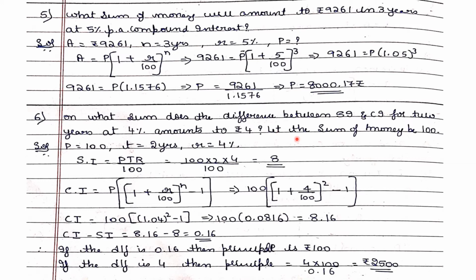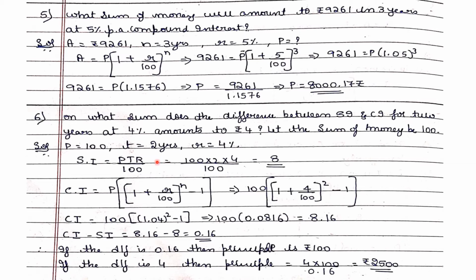So what they are telling is, if the total sum of the money is 100, and the difference of simple interest and compound interest is for 2 years, that is t is equal to 2 years, your principal will be 100 according to the assumption, and your rate of interest will be 4%. So you will go with the formula SI is equal to PTR by 100. Why? Because here you have to find out the difference between both simple interest and compound interest.